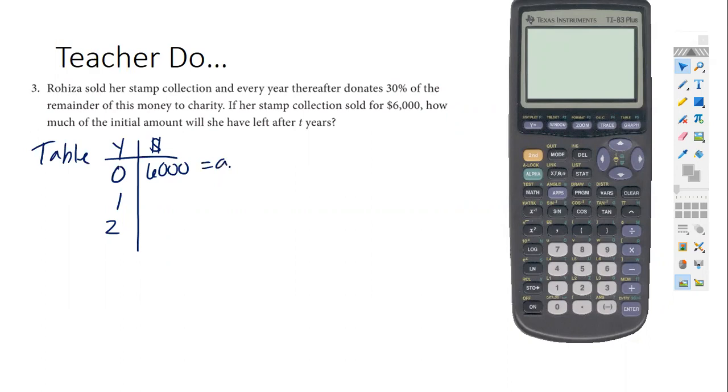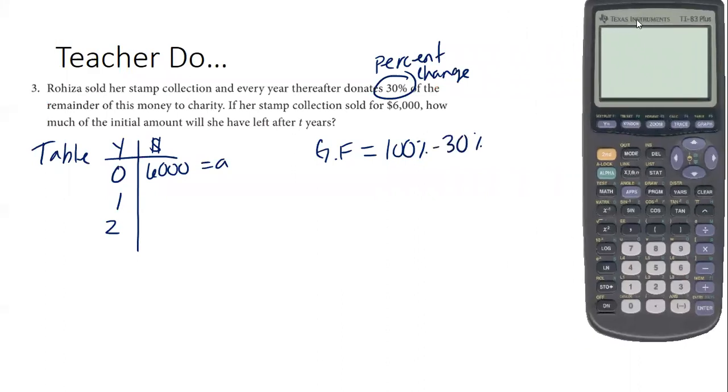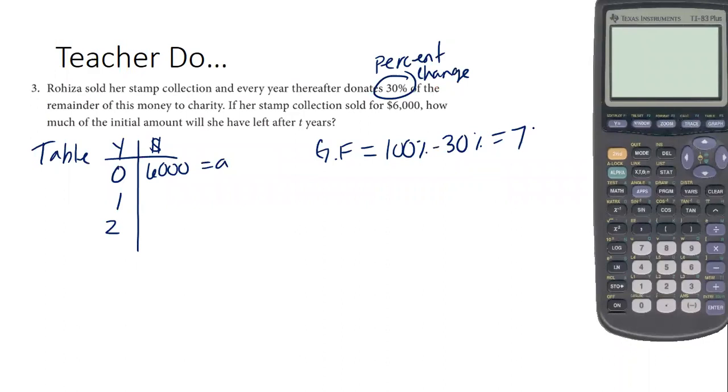So 6,000 is her A. How do I find her B? 100%. Good job. That's because 30% is our what? Percent change. And if she's donating, she is losing it, right? So it's 30%. So therefore, our growth factor equals 100% minus 30%, which is 70%. And how do we write that as a decimal?